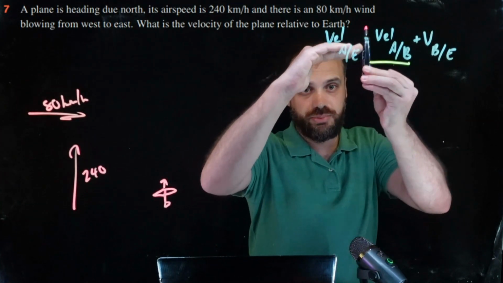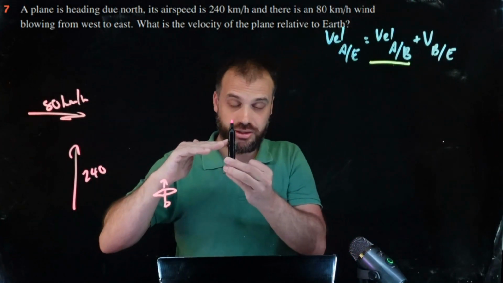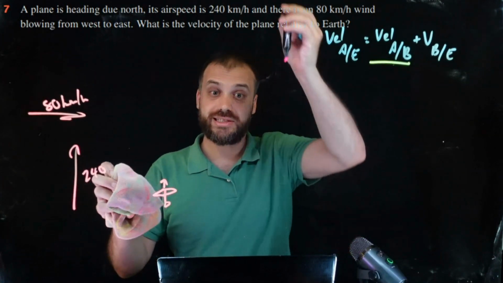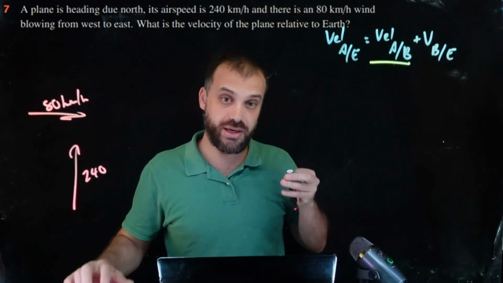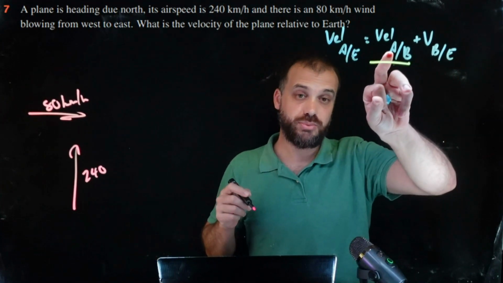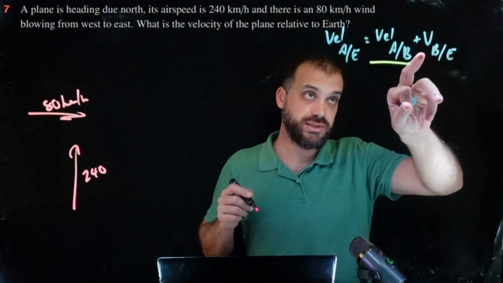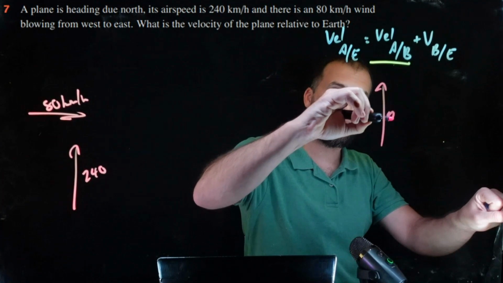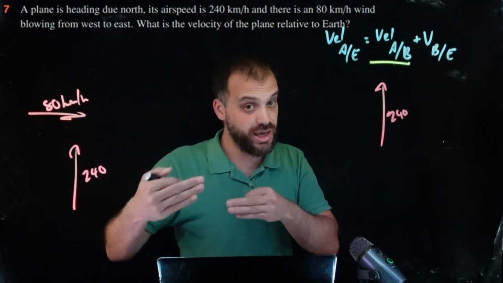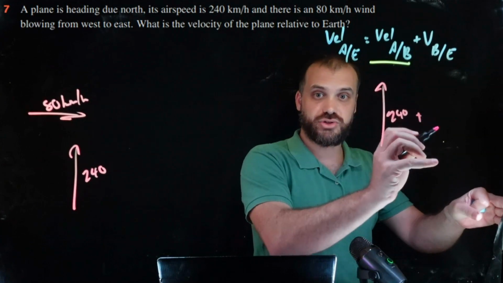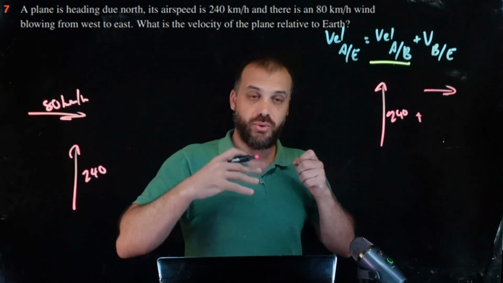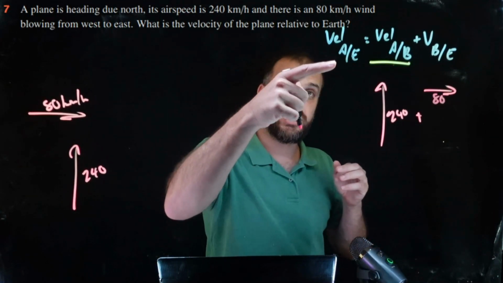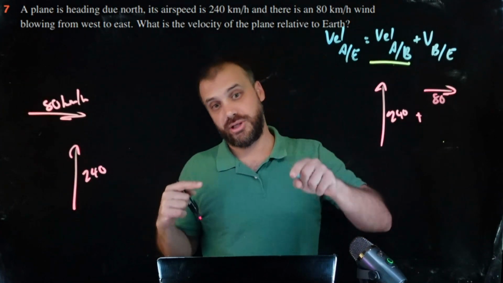All right? Even though the pilot is facing the plane directly north, the plane is not traveling north. The plane is traveling the sum of its airspeed, which is the plane's speed with respect to the air, plus the speed of the air with respect to Earth. So the plane is traveling 240 kilometers per hour with respect to the air, and the air is traveling at 80 kilometers per hour with respect to the Earth. And if we add those two together, we'll get the velocity of the plane relative to Earth.